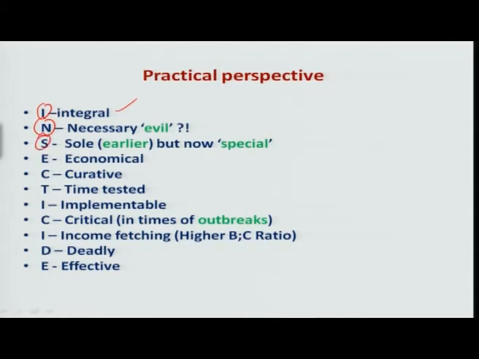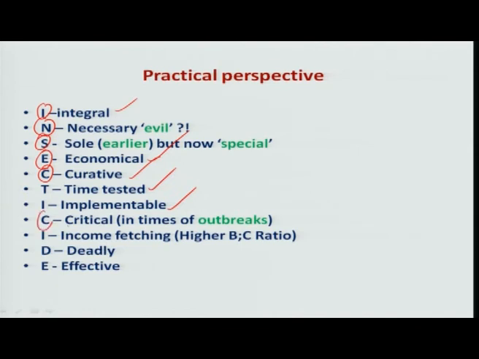S refers to it should not be a sole component, it should be a special component in IPM. E refers to economical, naturally the cost benefit ratio should be more. C is, as I said, always it is curative. Whenever you see the economic damage, immediately you can bring down using insecticides. T refers to time tested, that means with single testing you can immediately include it in the IPM package. I is easily implementable from the farmer's point of view.